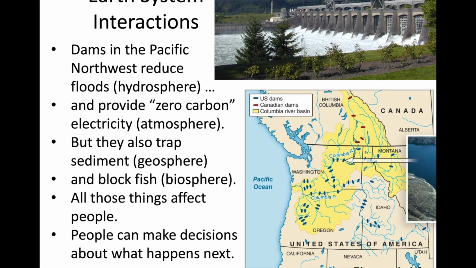People have the unique agency to understand these system interactions and their cascading interactions, and to make decisions about what happens next. In the Pacific Northwest and in other regions, some people advocate for removing dams in order to restore fish populations and the natural movement of sediment and water. Other people think we should build more dams as a low pollution energy source.